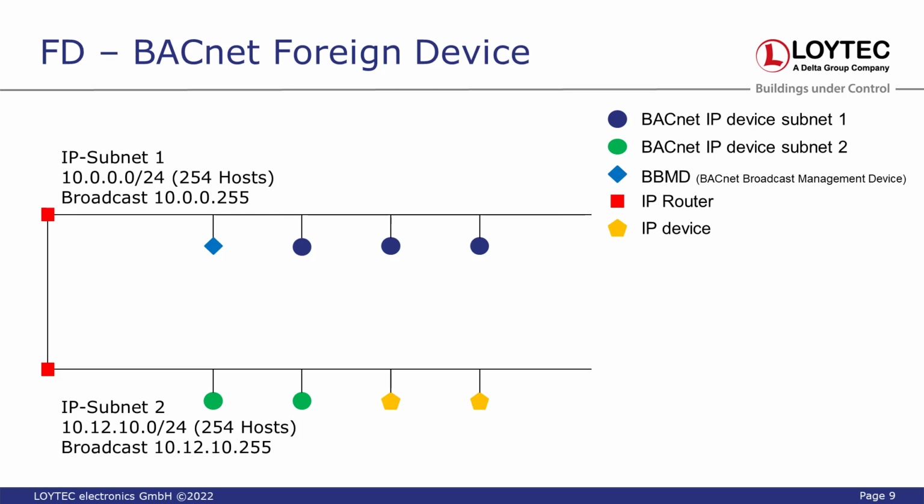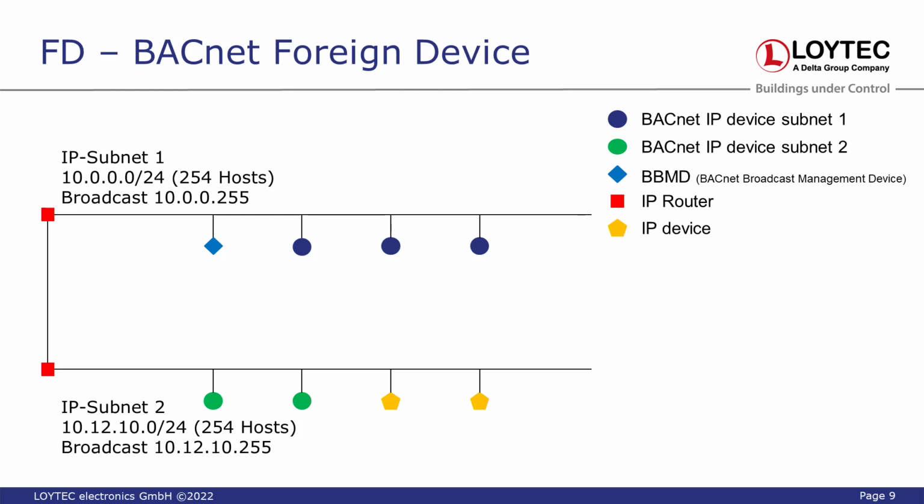Let us assume that our network consists of two different subnets. Subnet 1 with the range 10.0.0.0 and the broadcast address 10.0.0.255, and IP subnet 2 with the range 10.12.10.0 and the broadcast address 10.12.10.255. In IP subnet 1 we have a BBMD and multiple BACnet IP devices. In subnet 2 we have two BACnet IP devices.